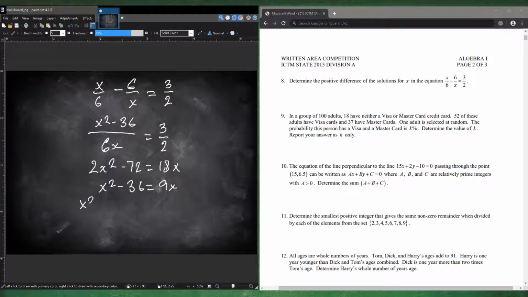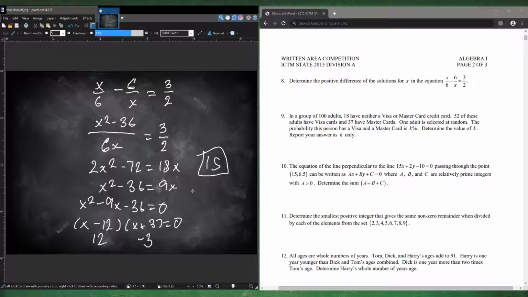So then x squared minus 9x minus 36 is equal to 0. So x minus 12 and then x plus 3. So that means this is 12, this is negative 3. So we need to find the positive difference, so it'd be 12 minus a negative 3, which is 15. So that's your answer for number 8.